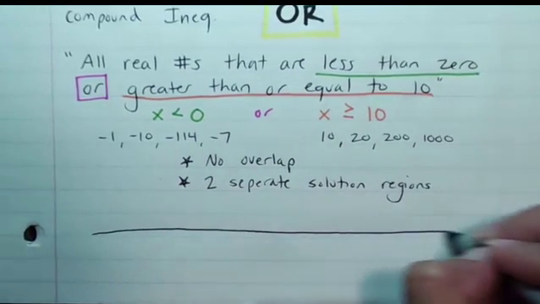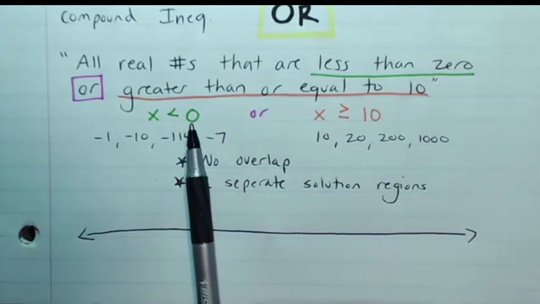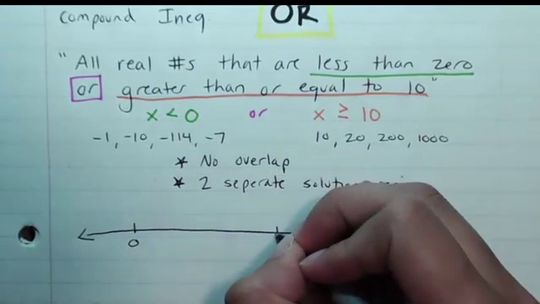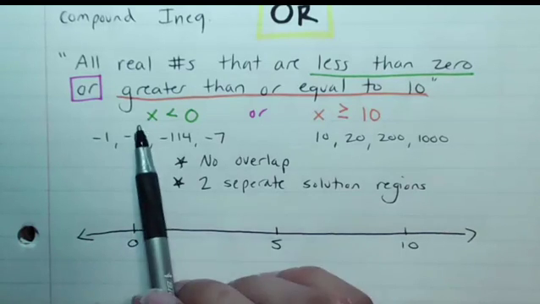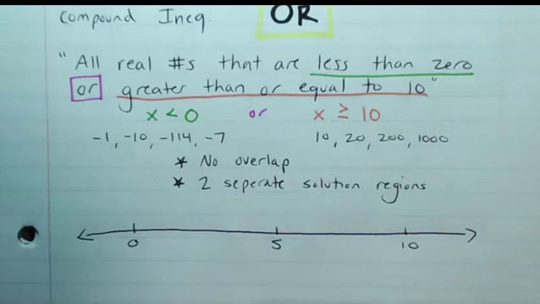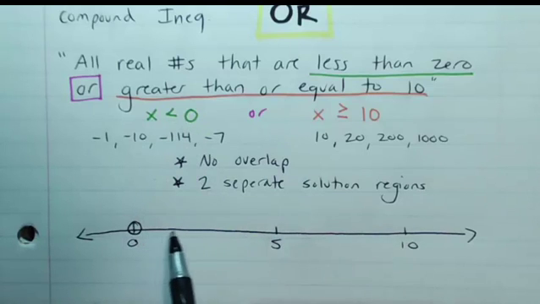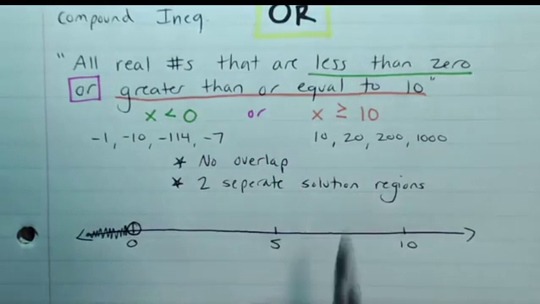So now let's graph it. Again, I'm going to have the 0 and the 10. So 0, I'll do 5 and 10. Okay, on the 0, x is less than 0. Open or closed circle? Open circle. If x is less than 0, am I shading to the right or to the left? Shading to the left. All these numbers are smaller than 0.